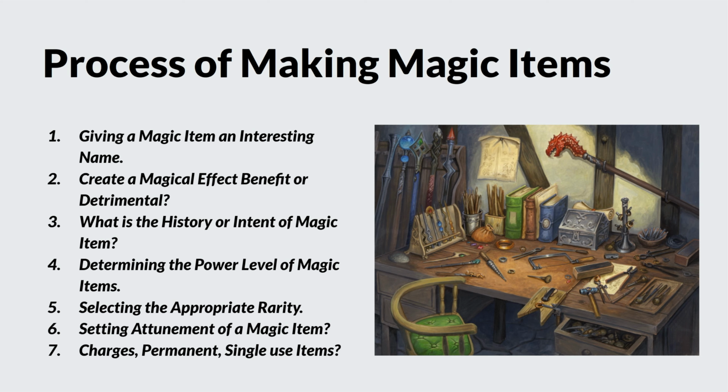What is the history or intent of the magic item? There are some ideas that you can port over from the Dungeon Master Guide on page 142. So the history behind a magic item might be significantly important, particularly if you are making this magic item around your adventure or campaign. Determine the power level of your magic item by using the rarity table on page 285 of the Dungeon Master Guide.